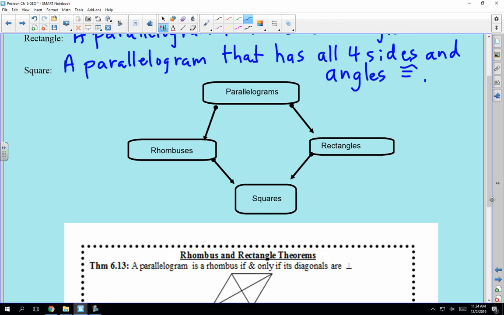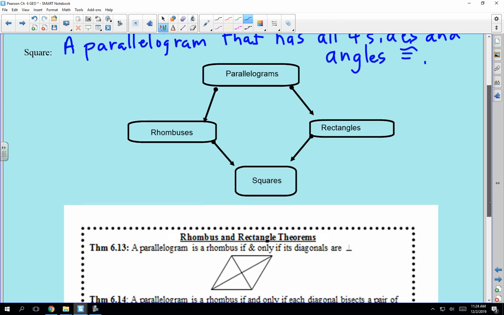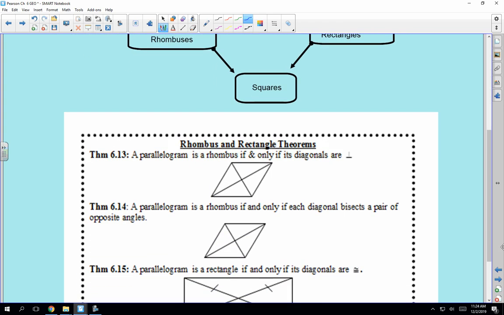Okay, so there's some theorems about rhombuses and rectangles. So a parallelogram, we're being more specific. Instead of just talking about a quadrilateral with 4 sides, a parallelogram is a quadrilateral with both pairs of sides being parallel. But a parallelogram is a rhombus if and only if its diagonals are perpendicular. So if its diagonals hit in such a way that you have a right angle there, then it is a rhombus. For a generic parallelogram, that's not necessarily true. It doesn't have to hit at a right angle.